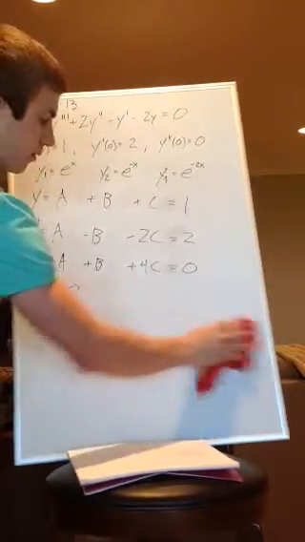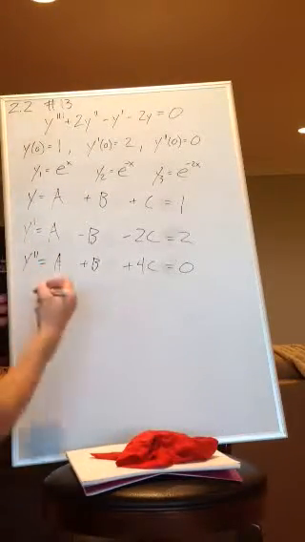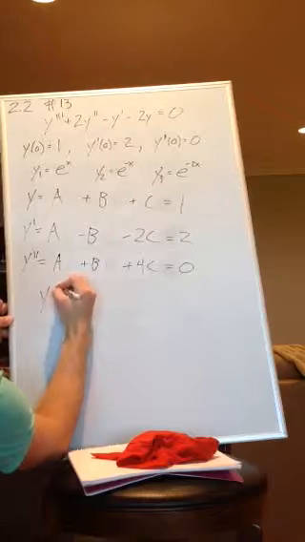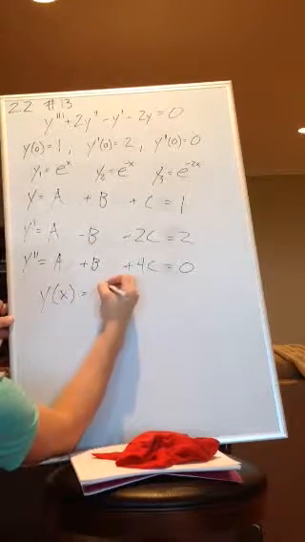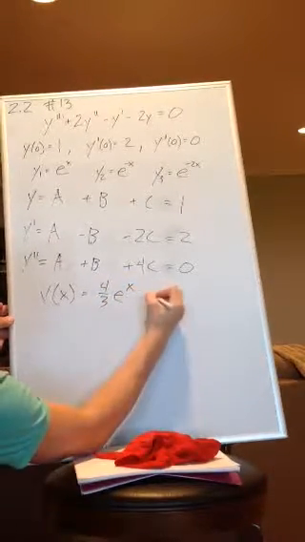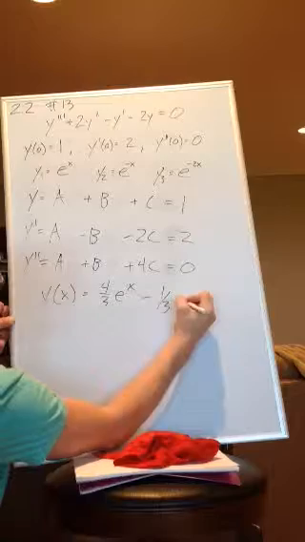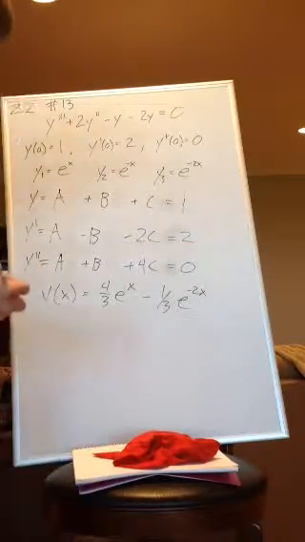So writing out the final equation, the solution that we were asked for, y of x is equal to 4/3 e to the x minus 1/3 e to the negative 2x. And that's our answer.